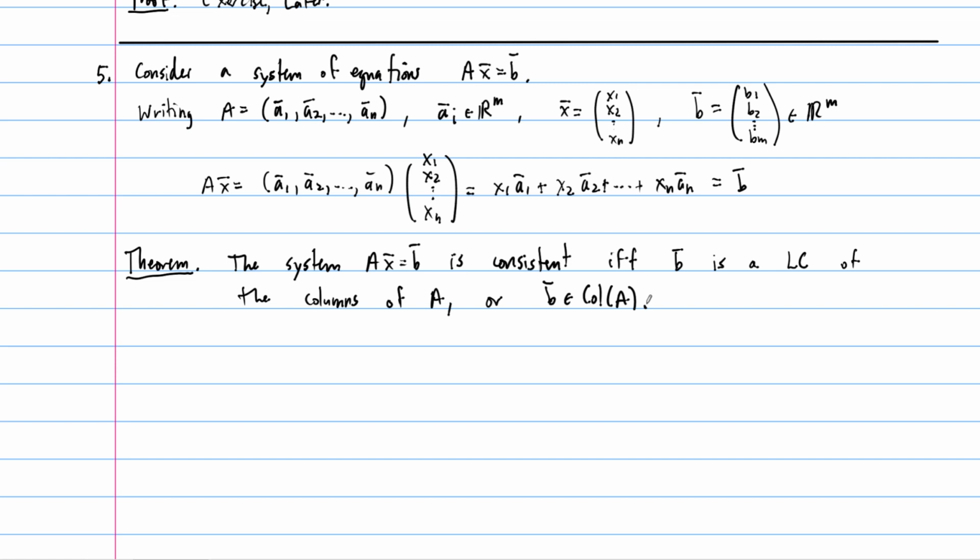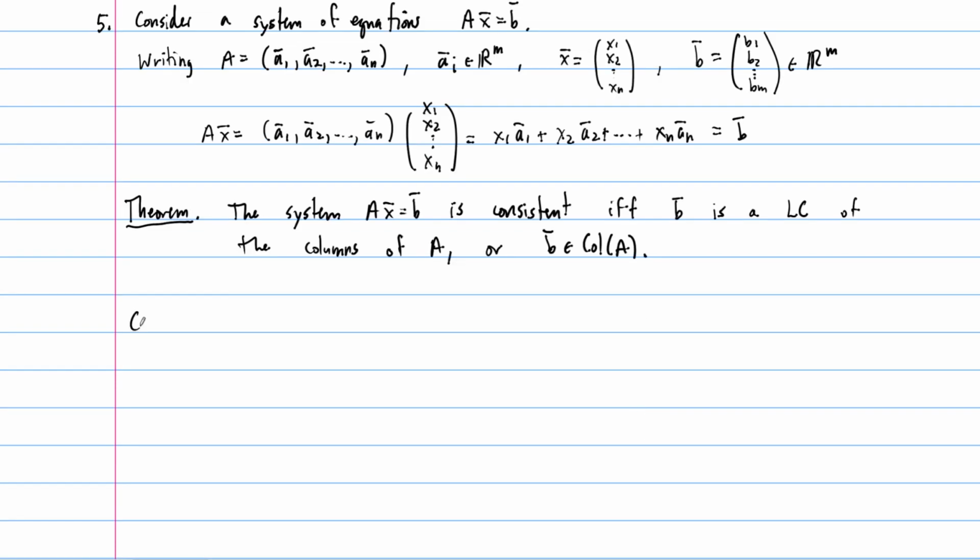If B is not in the column space of A, then our system has no solution. There's no way to build our right-hand side vector, our vector B, as a linear combination of the columns of A if it's not in the column space to begin with. All right? So that's the idea here. And we get a corollary from this as well.